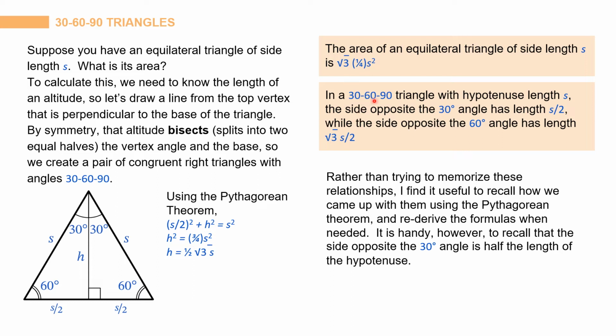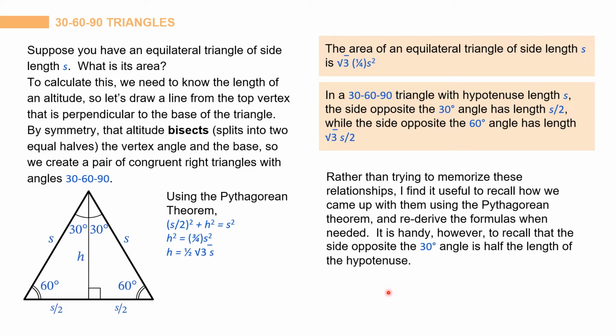In a 30-60-90 triangle with hypotenuse length S, the side opposite the 30-degree angle has length S over 2. That's easy to see by symmetry. We know this angle is 30. This side opposite the 30-degree angle is S over 2. And the side opposite the 60-degree angle is H, and we said that was equal to S over 2 times the square root of 3. So it's easy to remember: we have lengths S, S over 2, and the square root of 3 times S over 2.